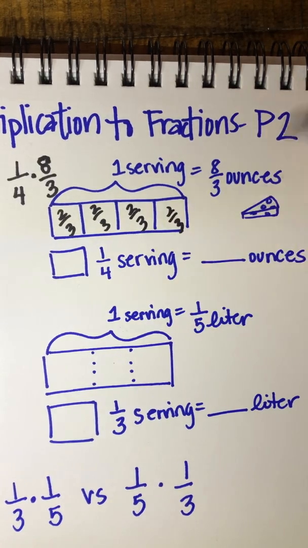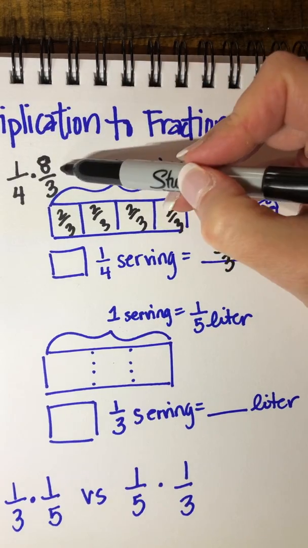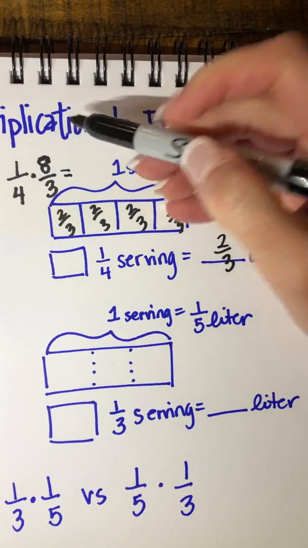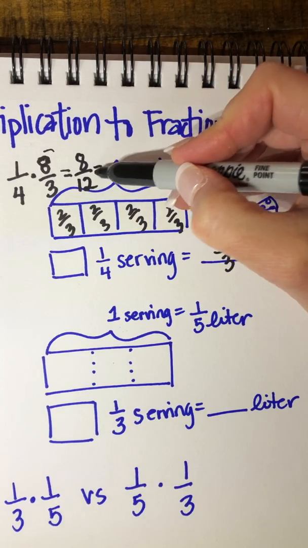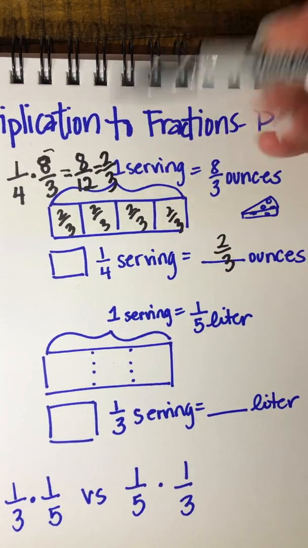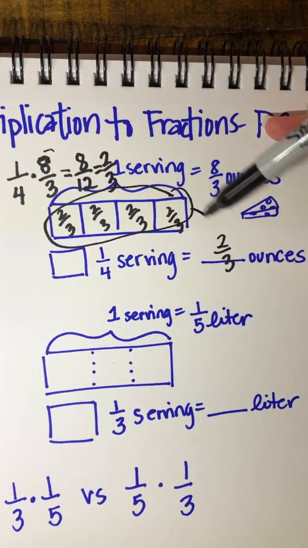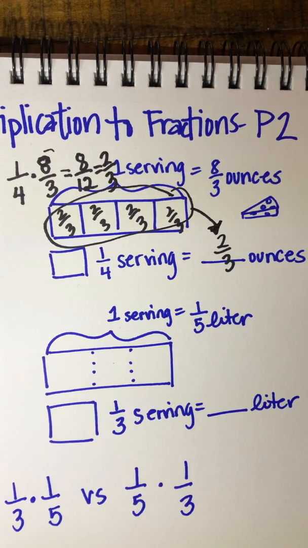So I know that a fourth of a serving is 2/3 of an ounce. If I just multiply straight across, like you're all familiar with, I end up with 8/12 before, of course, I simplify and then get 2/3. But this is a nice way to reason through that correct answer of 2/3.